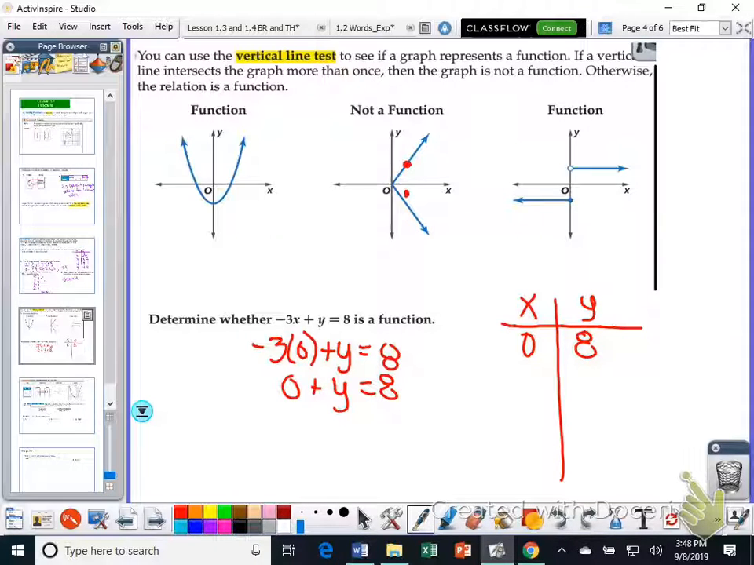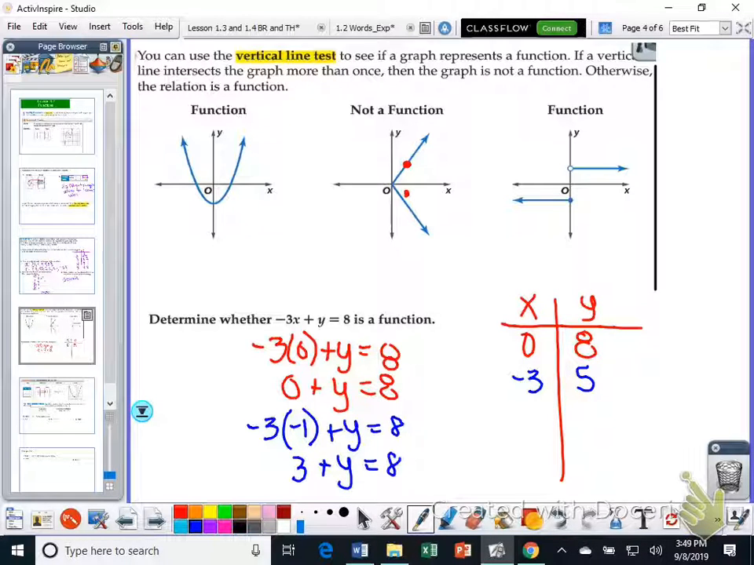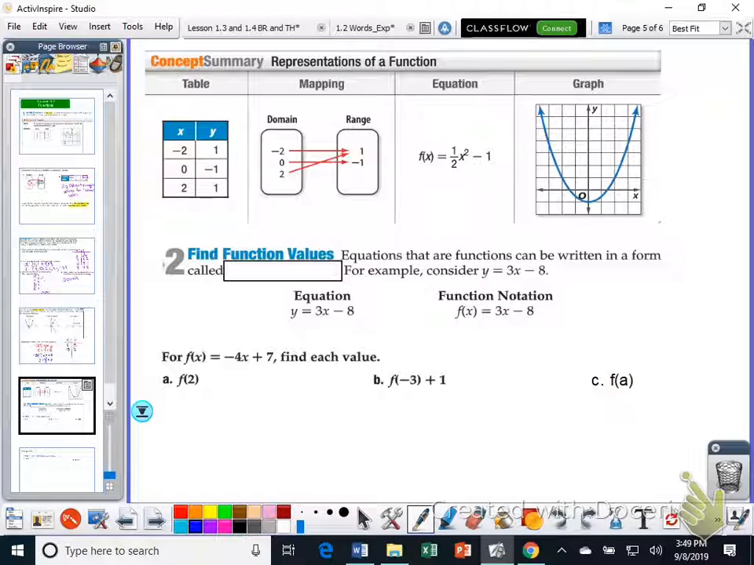And then I can do another one. Let's do negative 3 times negative 1 plus y equals 8. 3 plus y equals 8, so y is 5. So (negative 1, 5). I could keep doing this, and you will see that it is a function, because I can't ever come up with 2 values that give me the same x. I can have a different x and a different y every single time, and it will still be a function.